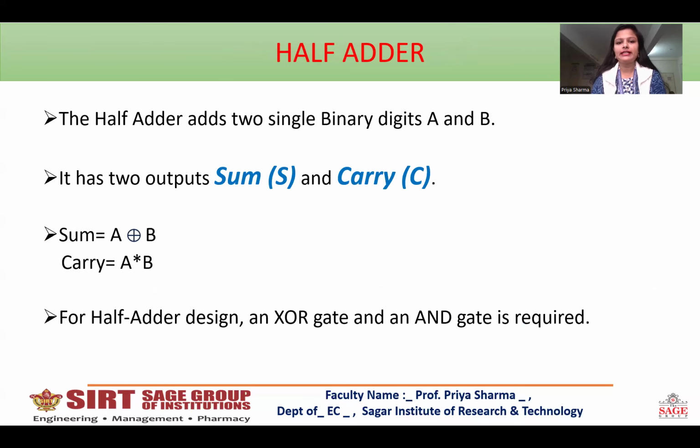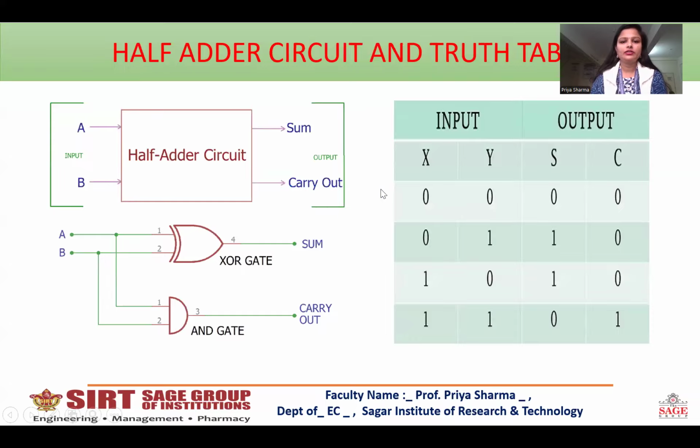For half adder design, the logic gates which we require are an XOR gate followed by an AND gate. So this is the circuit diagram of our half adder having two inputs and two outputs, namely sum and Cout or carry out. This is our truth table.